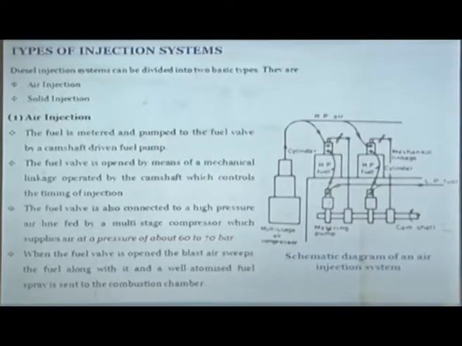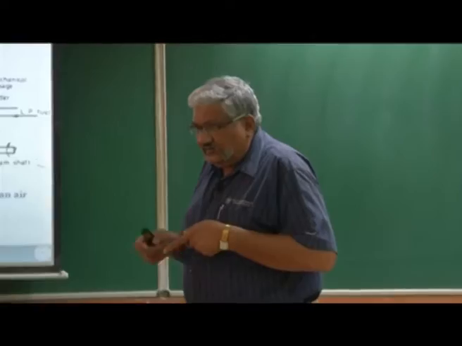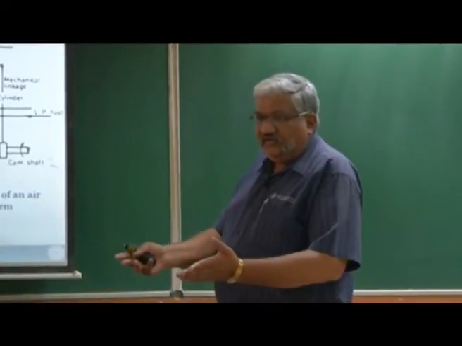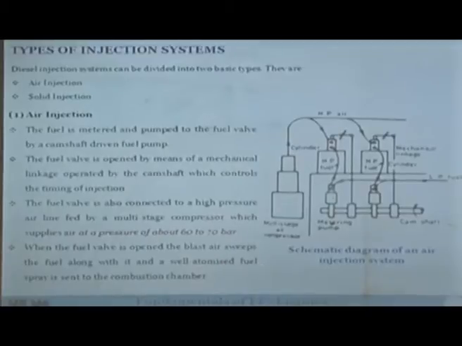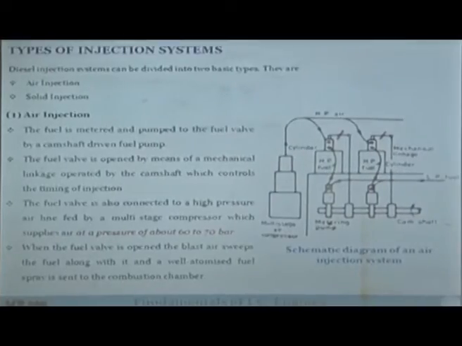So you have one line where the measured quantity of fuel is coming, another line from where the high pressure air is coming, and once the valve opens, you throw the fuel into the combustion chamber using high pressure air. When the fuel valve opens, the blast of the air sweeps the fuel along with it, and a well atomized fuel spray is sent into the combustion chamber. Obviously, since you are pushing the fuel with the help of air, the fuel will be atomized into very fine droplets and it will mix very well.